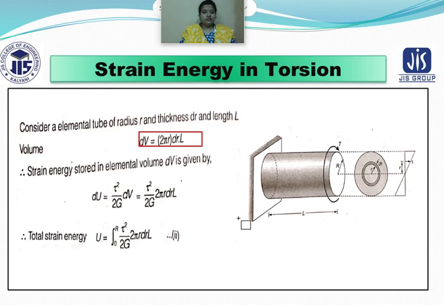So if you consider the strain energy stored in the dV volume, then dU is equal to tau square by 2G into dV. Now if you integrate from where? 0 to r, because this minimum point is your 0 and maximum point is r. So if you need to know the total strain energy that has been induced in this shaft, obviously you have to integrate from 0 to r, and that has been done here. After integration, what you get is tau square by 2G into 2 pi r dr into L, integrated from 0 to r.